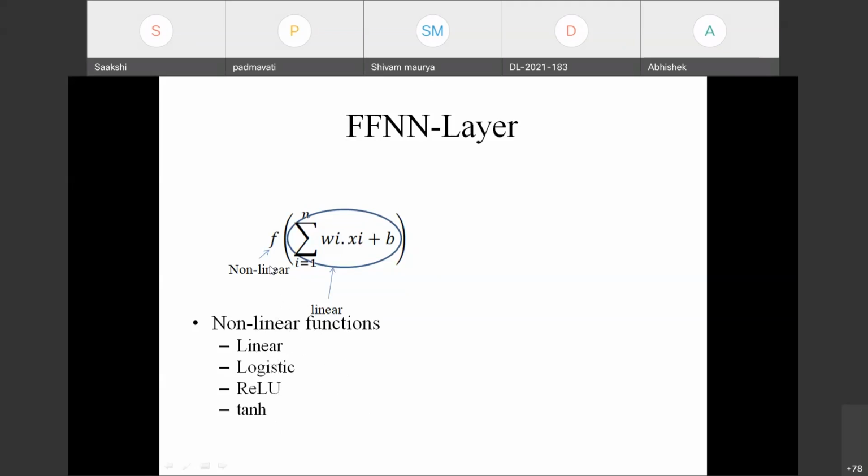Any one can be used over here. Again, depending on the scenario, we need to choose. For some scenarios, we need to choose linear; in other scenarios, we need to choose logistic, and so on.